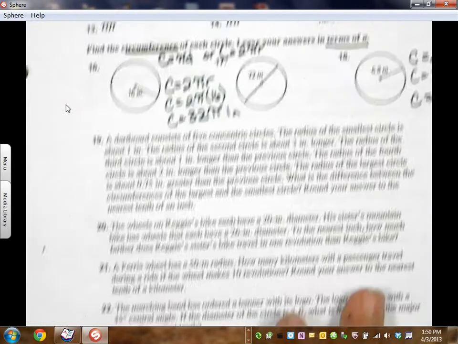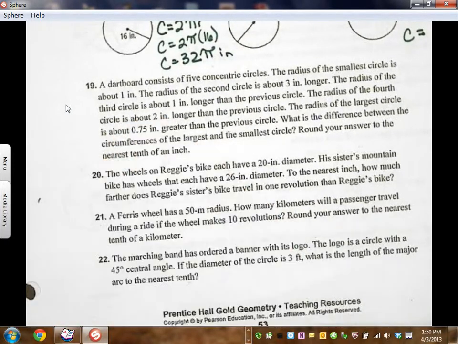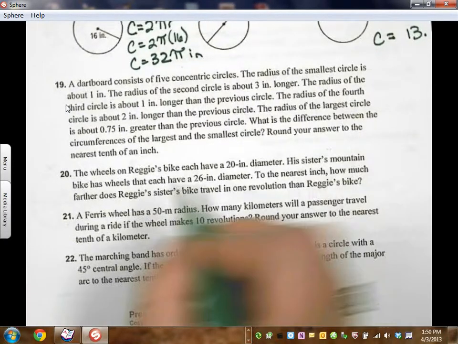You guys do 17. Don't freak out at word problems. Draw yourself pictures. Now 19 is a little tough. I'm not going to kill you if you don't get it. I want you to take a shot at it. But number 20 is pretty easy.